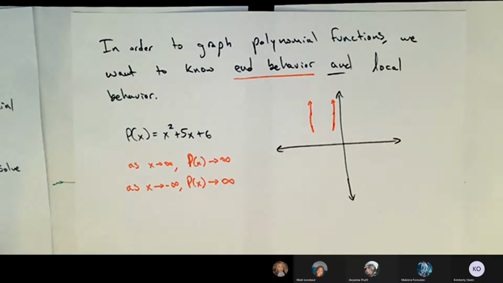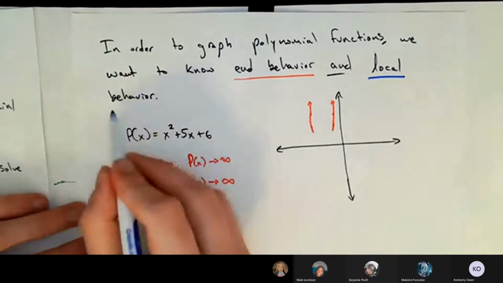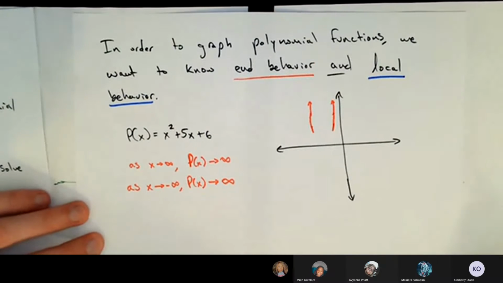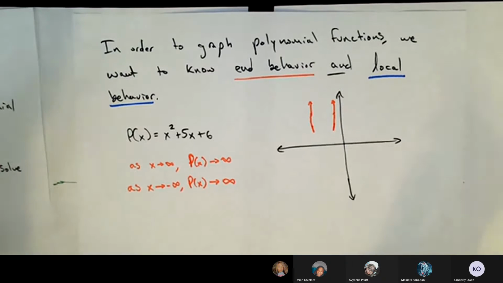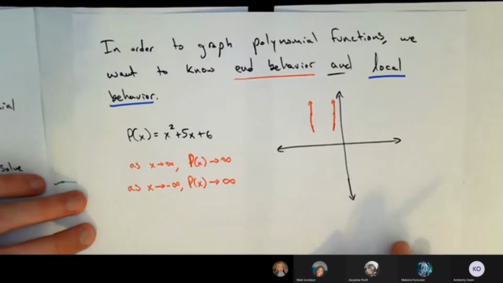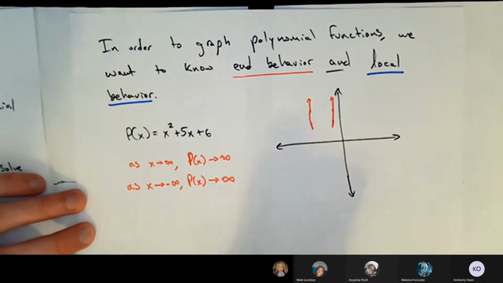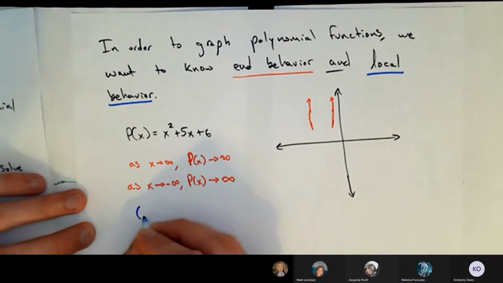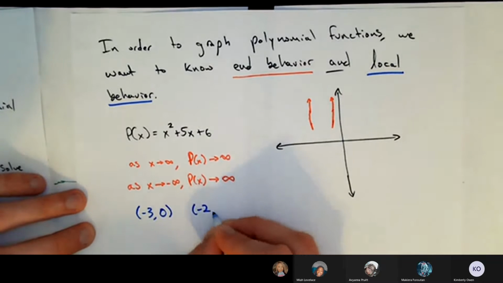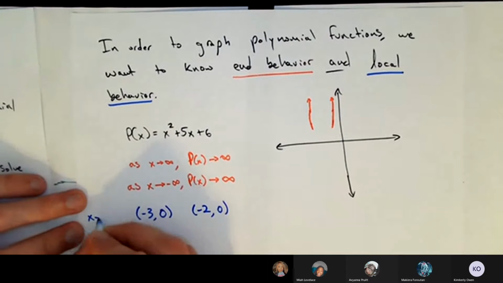I also need to know the local behavior, aka the x-intercepts and y-intercepts. Finding the y-intercept tends to be easier than almost anything else. But specifically, the x-intercepts are (-3, 0) and (-2, 0). See, these are x-intercepts.